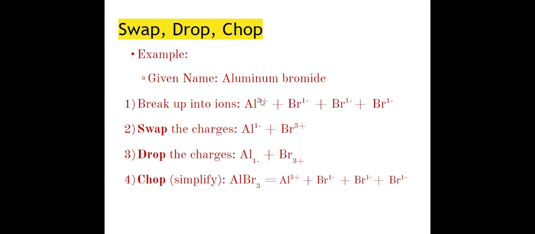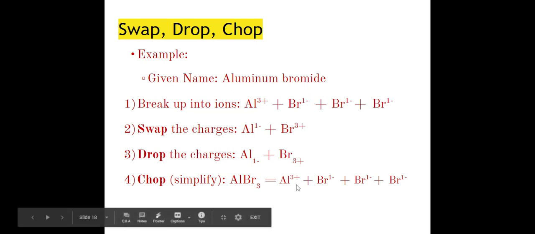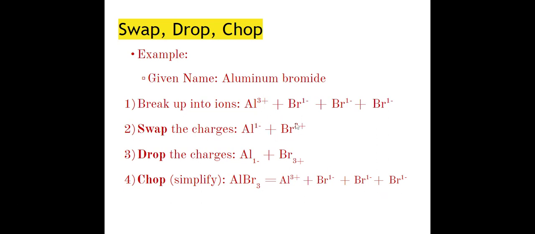Because in order to cancel out or make even the charge, for every 1 atom of aluminum with its positive charge of 3, I need 3 atoms of bromine with its negative charge of 1, because negative 1 times 3 equals negative 3. And that means that these 2 ions will cancel each other out.